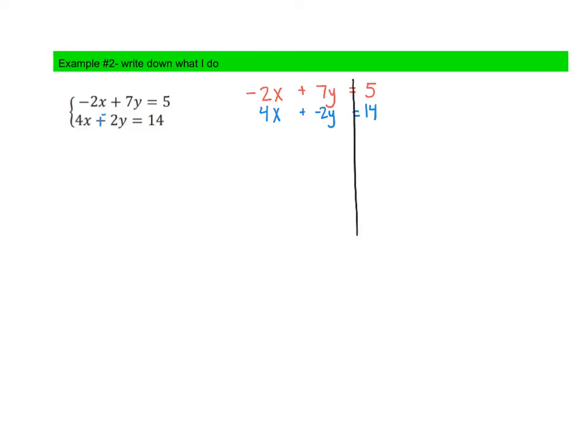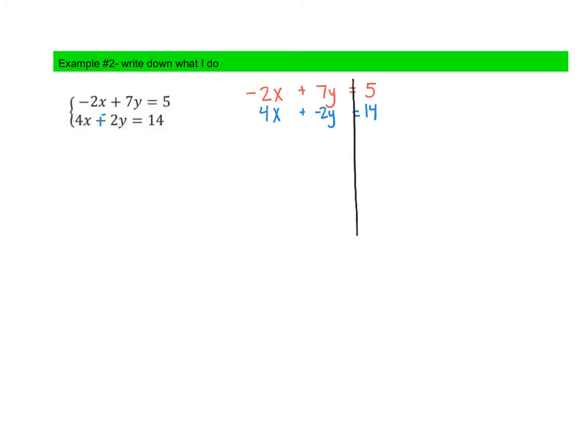Well, if I look at my x's, I have a negative 2x and a positive 4x. If I look at my y's, I have a 7 and a negative 2. Now I'm thinking about my least common multiples. So I have a 2, a 4, a 7, and a negative 2.